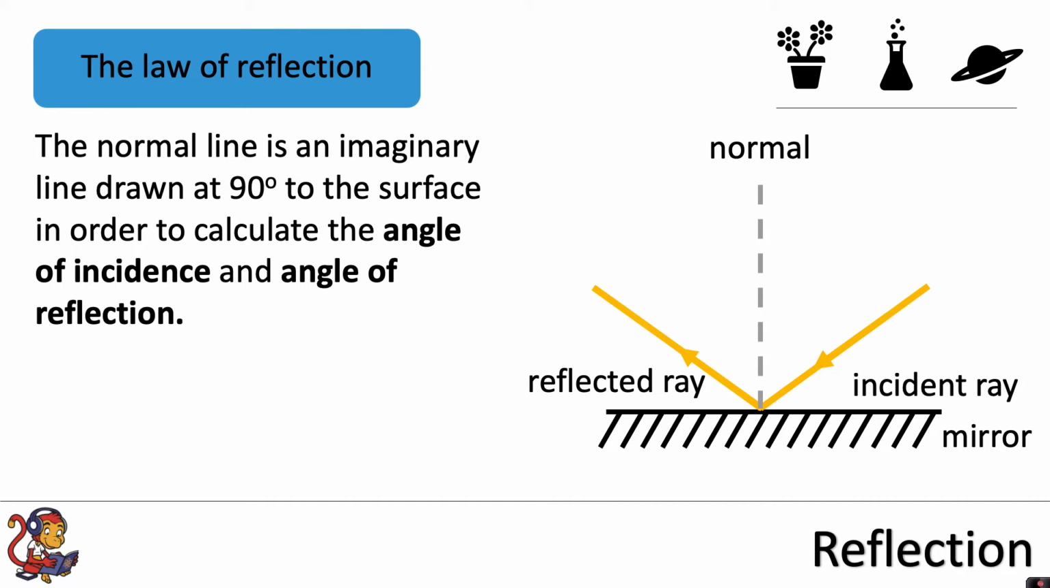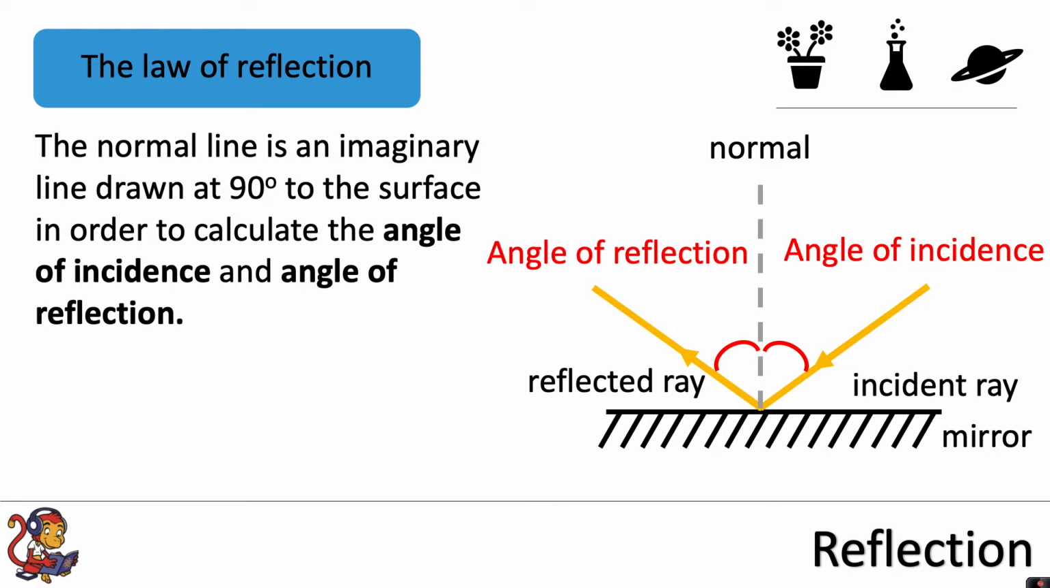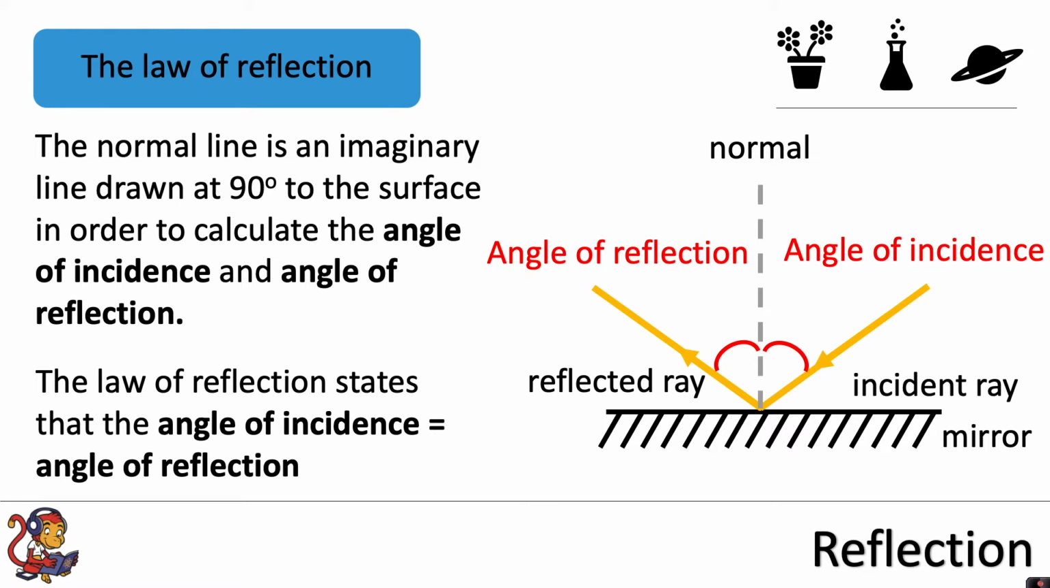So we use this normal line to calculate the angle of incidence, which is always measured between the normal line and the incident ray, and the angle of reflection, which is measured between the normal line and the reflected ray. The law of reflection states that the angle of incidence equals the angle of reflection. So for example, if we measured our angle of incidence at 50 degrees, the law of reflection states that our angle of reflection should also be 50 degrees.